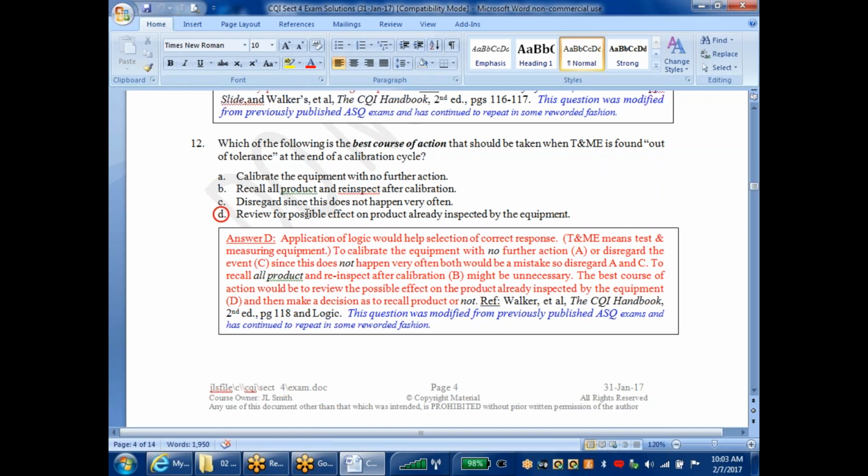12, which of the following is the best course of action that should be taken when test and measuring equipment is found out of tolerance at the end of calibration cycle? Now, best course of action means that there could be more than one seemingly correct answer, and you're looking for the best. One of the things that I would remark to you is that in a lot of exams, for exam questions, the longest worded answer choice is correct most of the time.